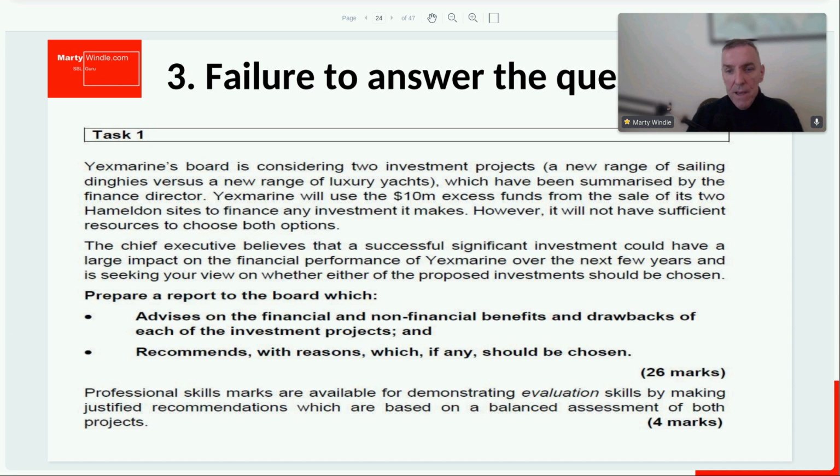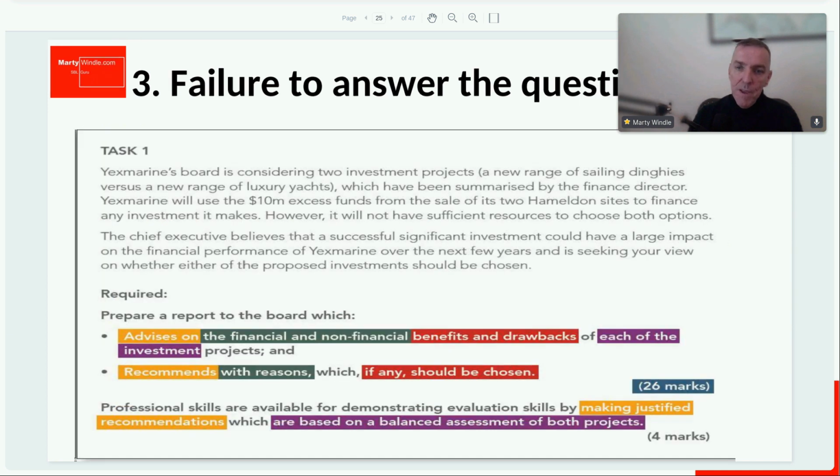And it says in your professional skills marks are available for evaluation. Evaluation means good or bad, based on a balanced approach. So when you write down your recommendation, you must always consider positive and negative points. So that's another requirement. So when you're reading a question in the exam, sometimes you've got to read it slowly and break it down in your answer. So we've got financial, non-financial benefits and drawbacks of each project, recommend with reasons, but also have a balance.